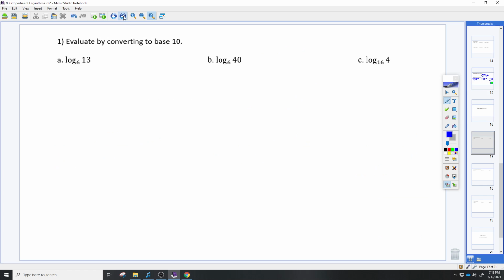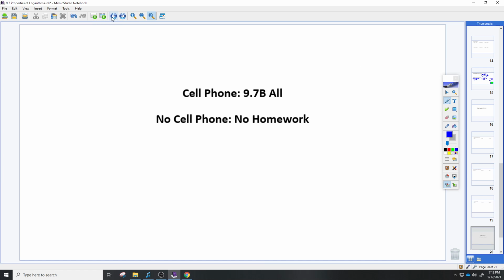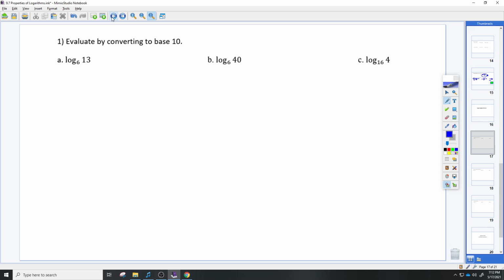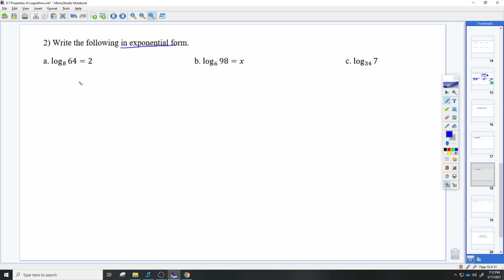Okay, so you have a huddle. There are 3 problems here. I think I might go over some of the huddles just so you know how to do it and then finish up. This one, you're converting to base 10, which is what we just did. Number 2 is a little different. You're going to write this in exponential form if you remember how to do that. It's a little bit of a review here. So I'm going to show you how to do that.